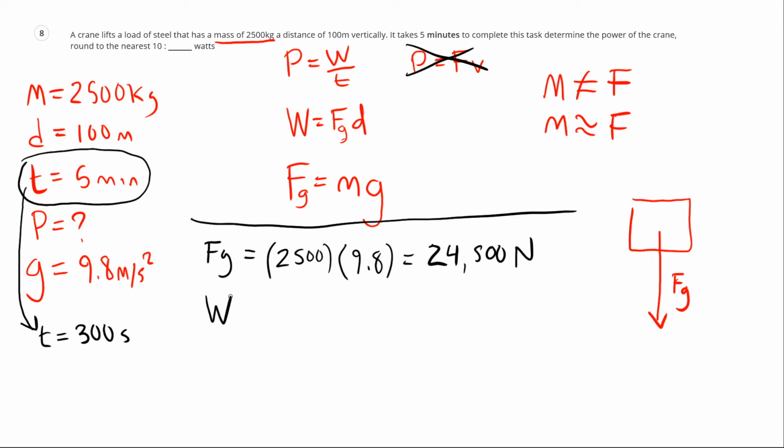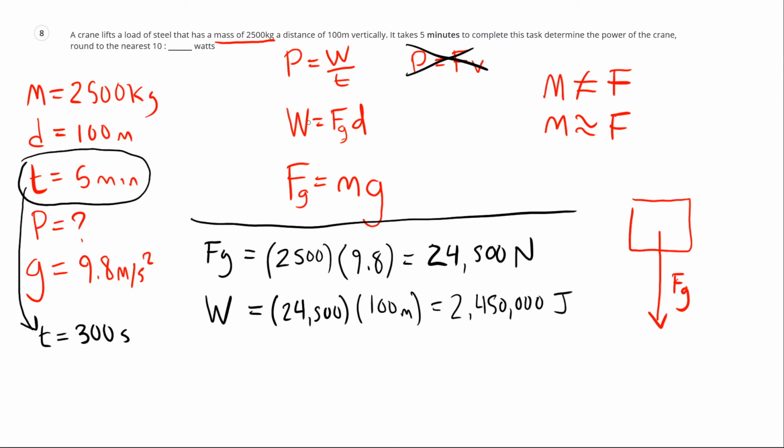My work is equal to the force of gravity, which we just stated was 24,500. Sorry, my handwriting is terrible. Times the distance. Well, the distance over here is 100 meters. There we go, 100 meters. Well, 100 times that is just going to add 2 zeros to the end, so this should be 2,450,000. The units on work are joules, so we're going to put joules here.